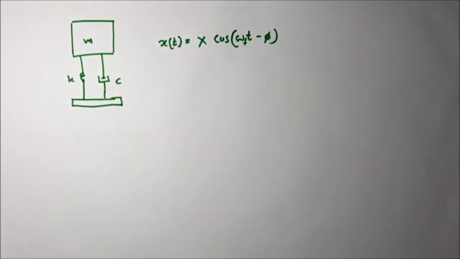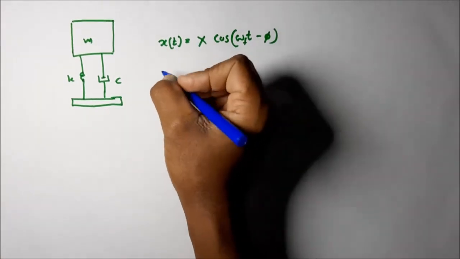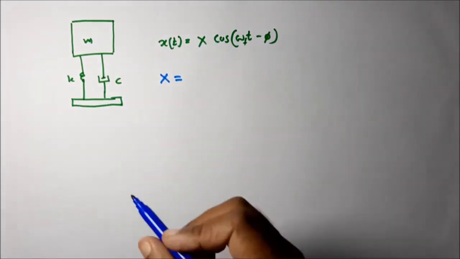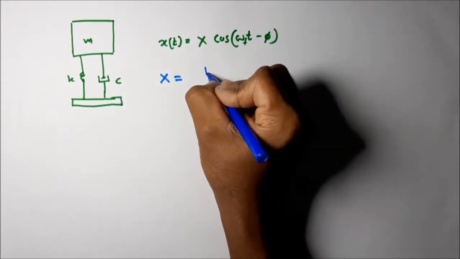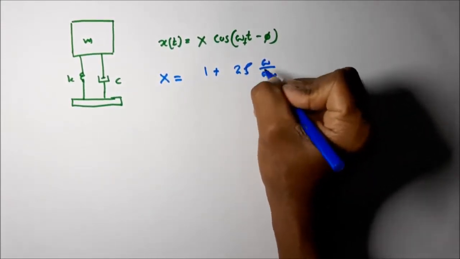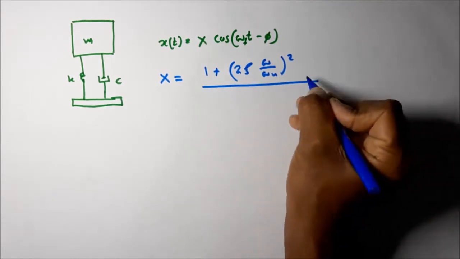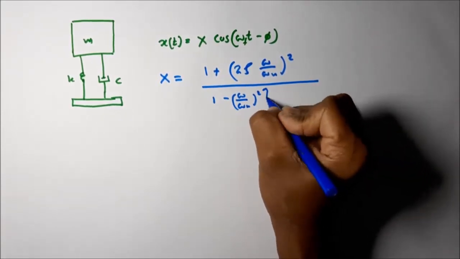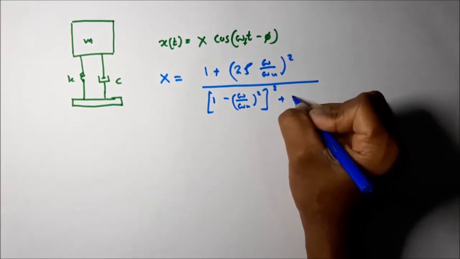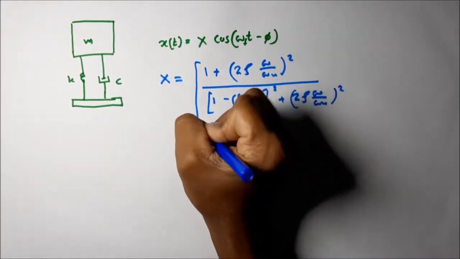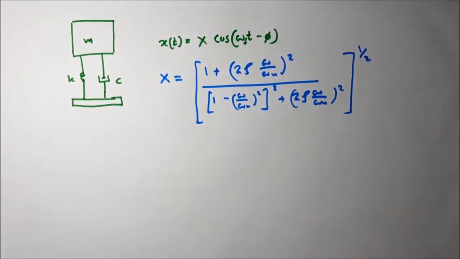When discussing the theory classes, we obtained the expression for X. What is the expression for X? The amplitude of the vibration of the mass m, X, is equal to the square root of [1 plus (2 theta omega divided by omega n) squared] divided by [(1 minus (omega divided by omega n) squared) squared plus (2 theta omega divided by omega n) squared]. This is the equation we obtain for X.